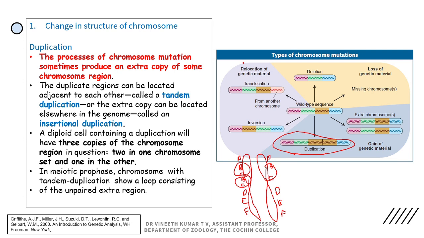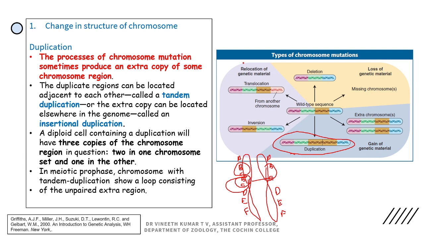And in the meiotic process, the chromosome with tandem duplication: if there is a tandem duplication, what you can see is a loop consisting of the unpaired region. That's why I said, when it is duplicated and the other chromosome comes here, this particular region does not have a homolog. So this region will loop out when they try to form a synaptonemal complex or crossing over. This particular region will loop out, and that is what is called a loop. And this is called a duplication loop.